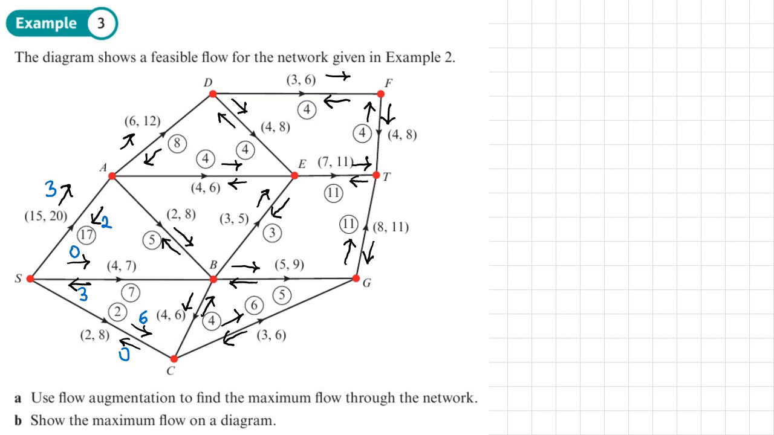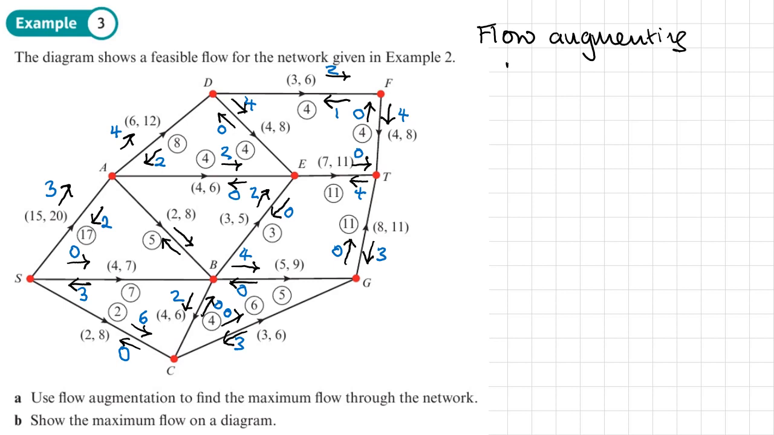I think I'll do one more before I just fill in the rest of the diagram. Let's say this one here. This currently has a flow of 8, it can be increased by another 4 up to 12. Its minimum flow is 6, so it can be reduced by 2. So this is my completed diagram. I'm now ready to find a flow augmenting route.